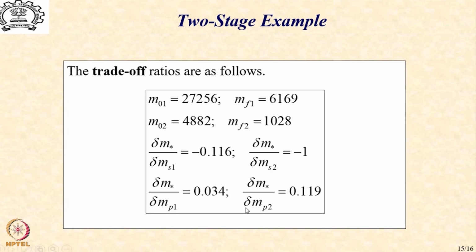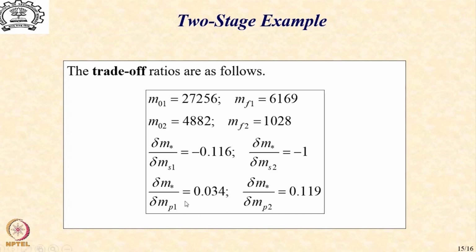What it means is that if I reduce the structural mass of the first stage by 1 kg, I will be able to add only 116 grams of payload. But if I make the same change in the second stage structural mass, I can add a full 1 kg or 1000 grams. So you can see that the second stage is 100% efficient.